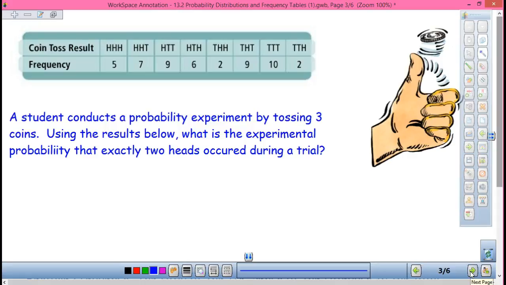Alright, so we've got coin tosses. The student conducts a probability experiment with 3 coins, using the results below, which is actually above. What's the experimental probability that exactly 2 heads occurred in the trial? So where do I see 2 heads? Right here, 9. Time out. Is 5 exactly 2 heads? So 7, 6, 2. That's it. So how many is that? 15. Hold up.